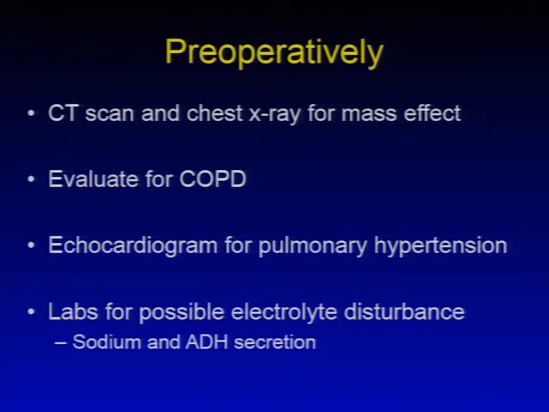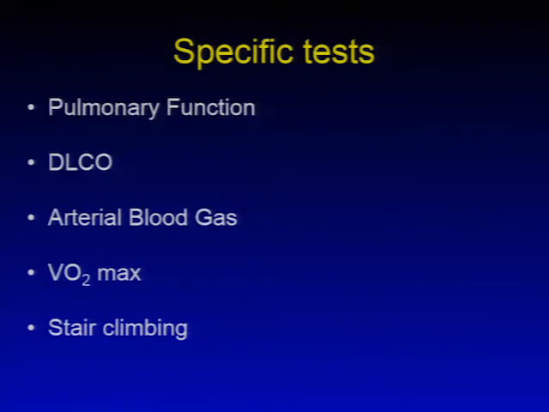An echocardiogram for pulmonary hypertension is absolutely appropriate in these patients because if they're hypoxic, most likely they will have some element of pulmonary hypertension. They may even have right ventricular hypertrophy, possible dilation, and they may be on the brink of right heart failure. And so it would be definitely necessary to look at that. Labs for possible electrolyte disturbance, especially with regard to small cell cancer, we would be looking at sodium secondary to ADH secretion in these patients.